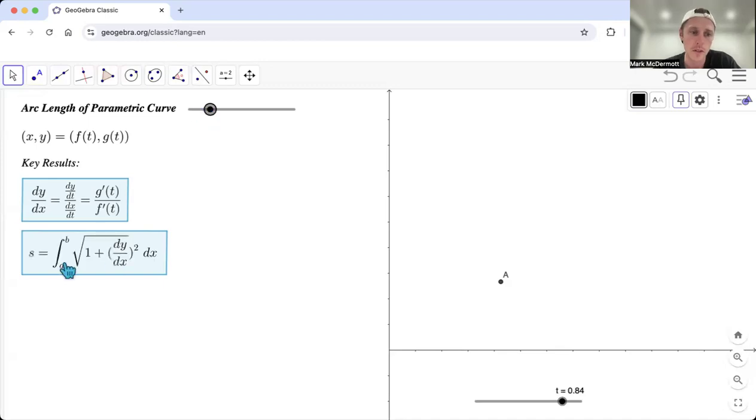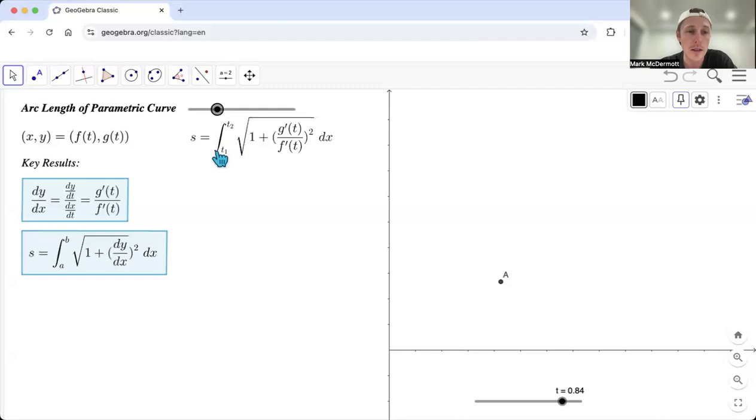One of the other results we came up with is that the arc length of a curve that's defined as a function of x is equal to the integral from a to b of the square root of 1 plus the derivative of y with respect to x, squared, dx. So again, if that's surprising, definitely go back and watch the video about this. But what we can do now is take our understanding a little bit further, because now we're talking about parametrically defined curves.